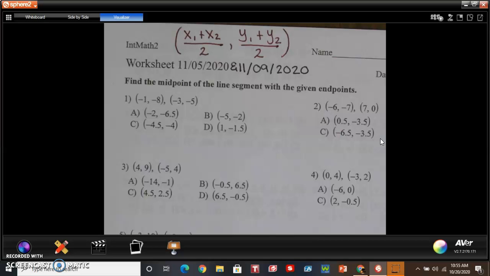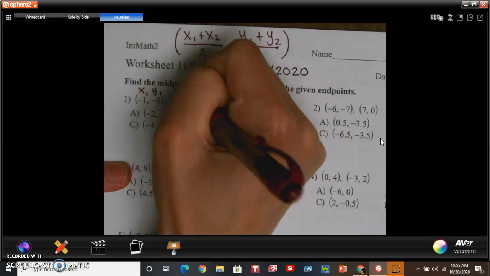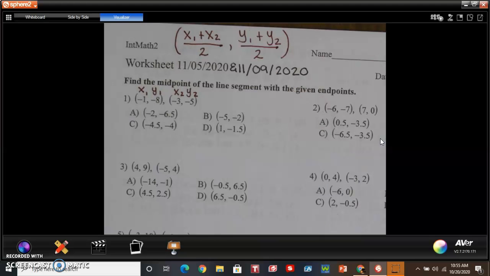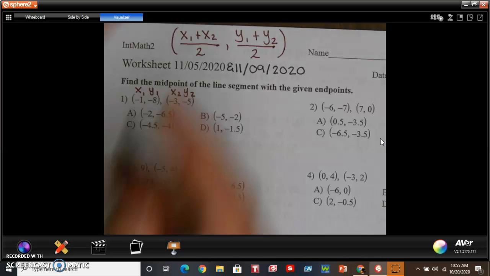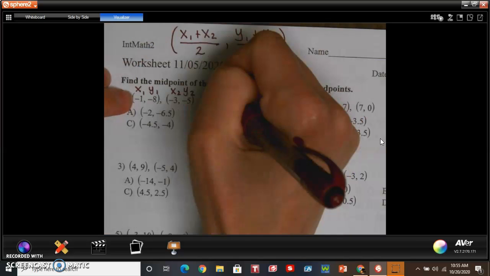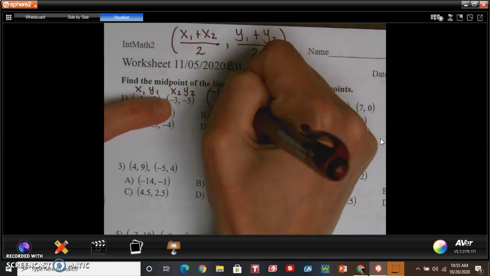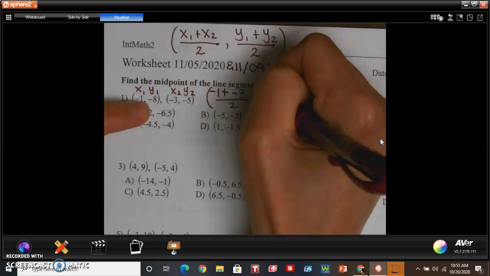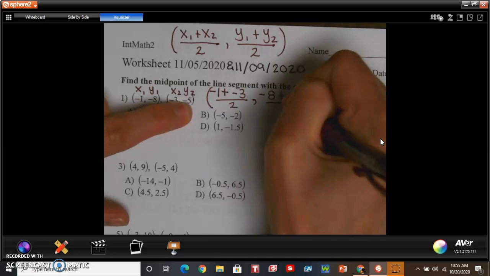So if we look at number 1 here, remember our point is written as (x, y). So this would be your x1, y1. This would be your x2, y2. Now we're going to just plug that into our formula. And this is what I'm doing, is showing your work, and you should be doing the same thing for every single problem. So we're going to do (-1 plus -3) divided by 2. And we're going to do (-8 plus -5) divided by 2.